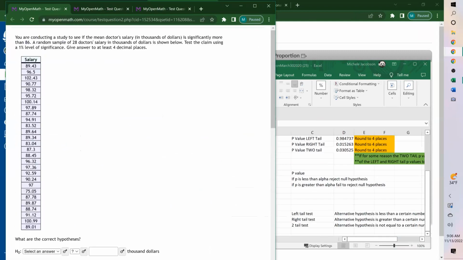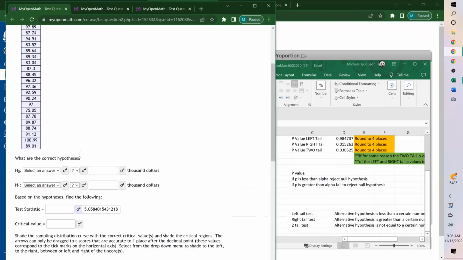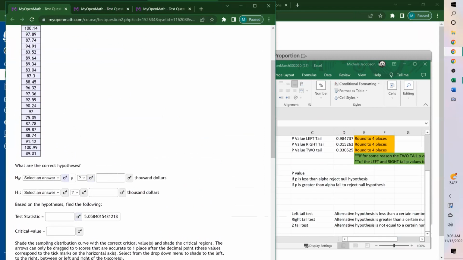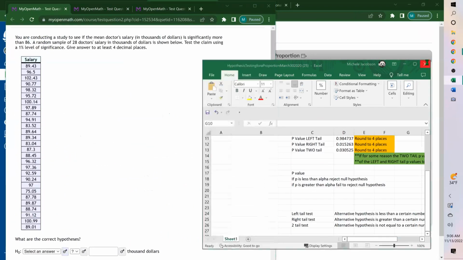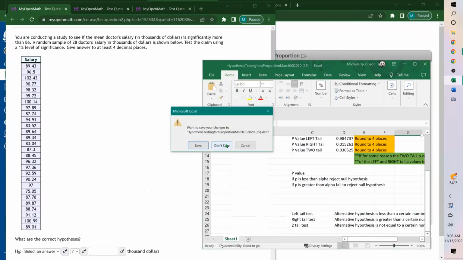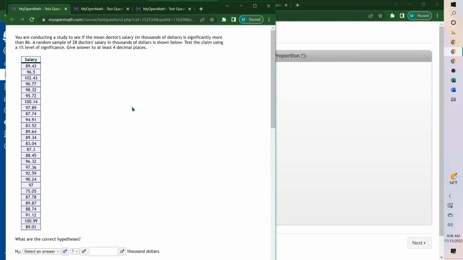Another one, according to a study, I think this is also Chapter 9. But this one's a mean, so we wouldn't use this test. We need the mean test. You are conducting a study to see if the mean doctor's salary in thousands of dollars is significantly more than 86. A random sample of 28 doctors' salaries in thousands of dollars is shown below. Test the claim using a 1% level of significance.